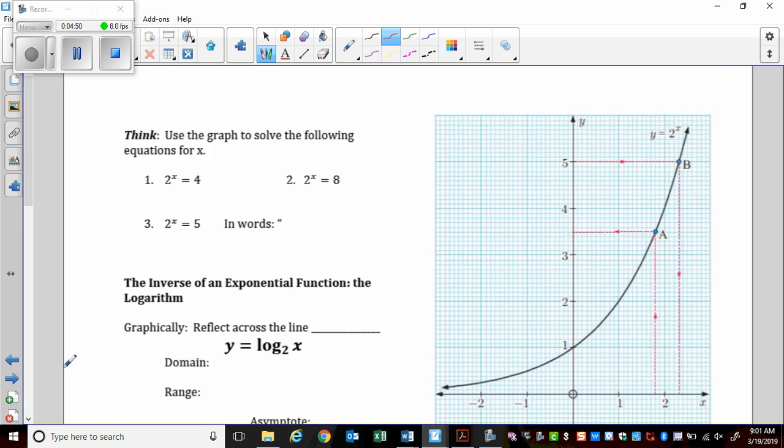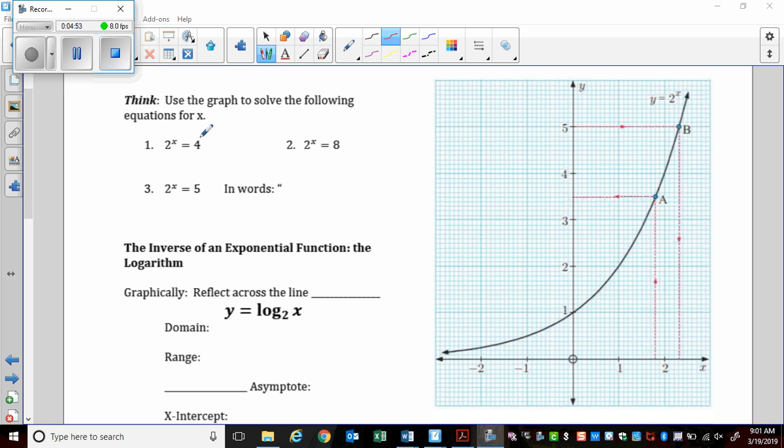Go ahead and flip your paper over. Last class we learned how to manipulate this to solve for x, but this one's just saying look at the graph and solve for x. Where are we going to look when this graph is equal to 4? So we're going to go on the y-axis up to 4. I'm going to go over, and it looks like x is 2.